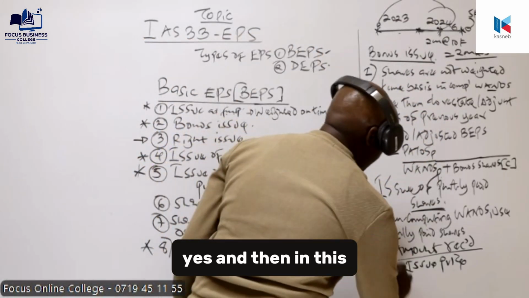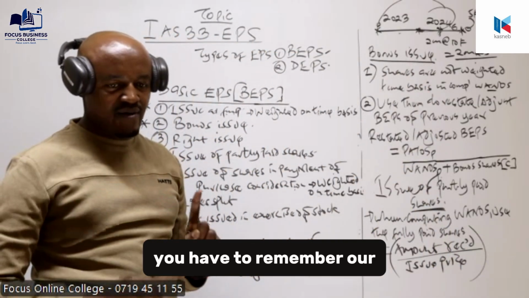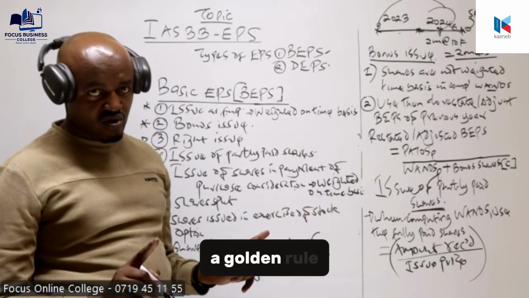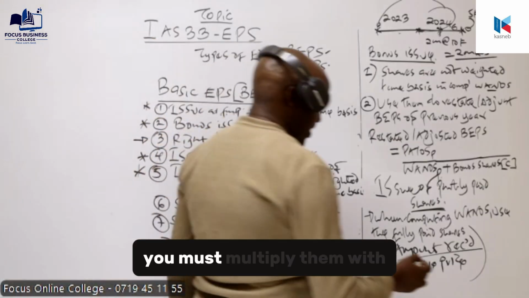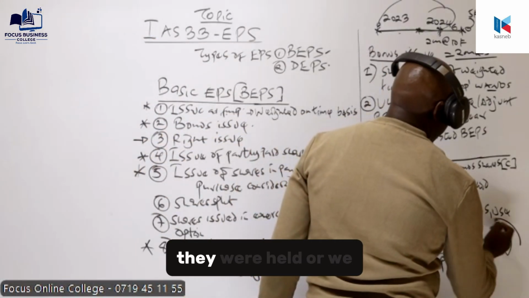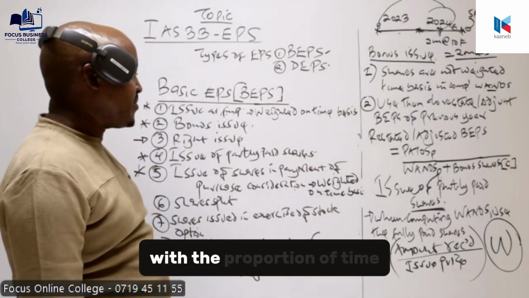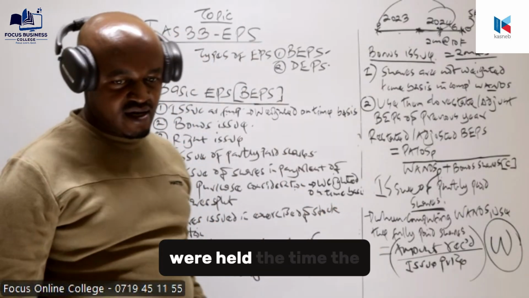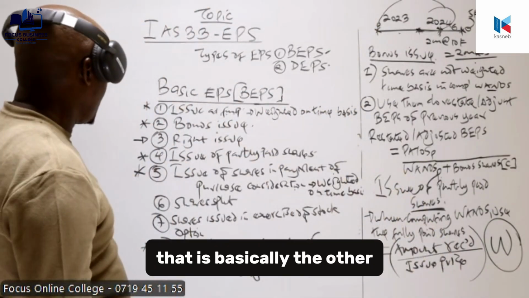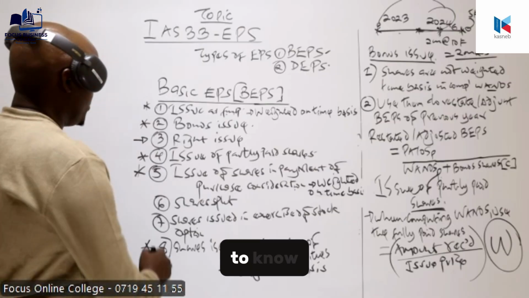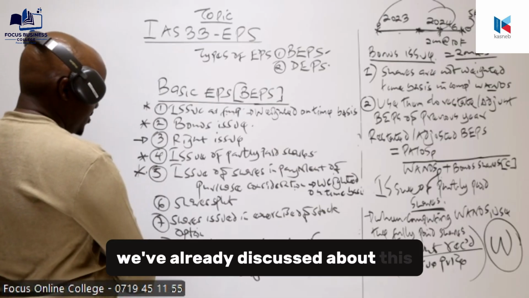Yes. And then in this case, because the shares were issued at full market price, you have to remember our golden rule. Shares which are issued at full market price, you must always multiply them with the proportion of time they were held, or we weigh them. I think that is basically what you need to know as far as the partly paid shares are concerned. We have already discussed this one.